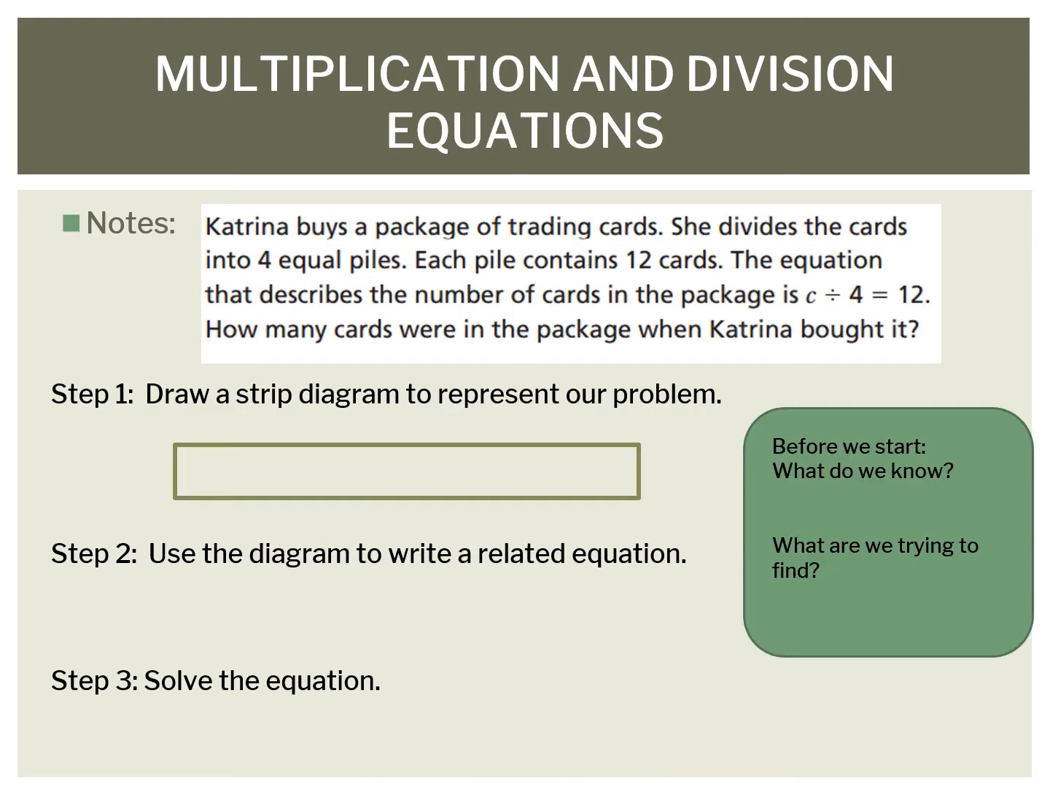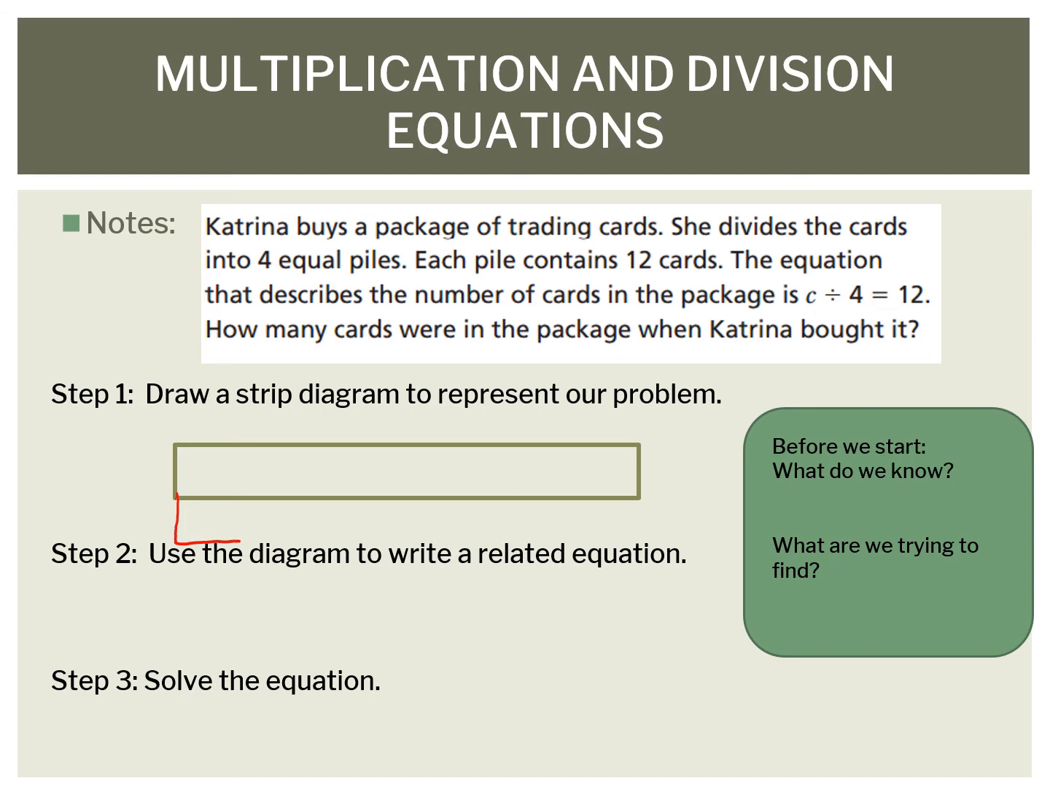Okay, so let's go ahead and move on to our second question. It says, Katrina buys a package of trading cards. She divides the cards into 4 equal piles. Each pile contains 12 cards. The equation that describes the number of cards in the package is C divided by 4 equals 12. How many cards were in the package when Katrina bought it? All right, so draw a strip diagram to represent this problem.